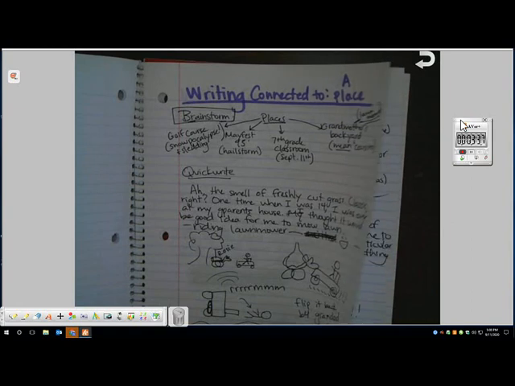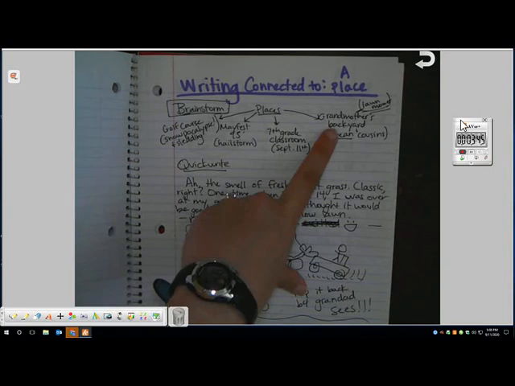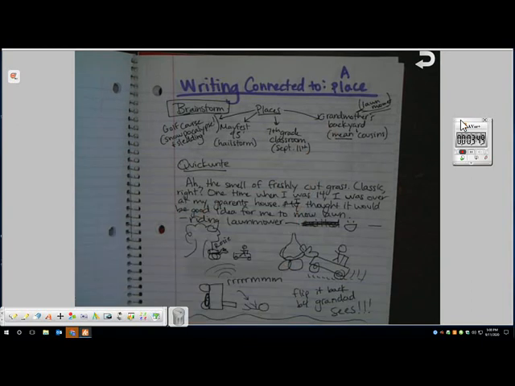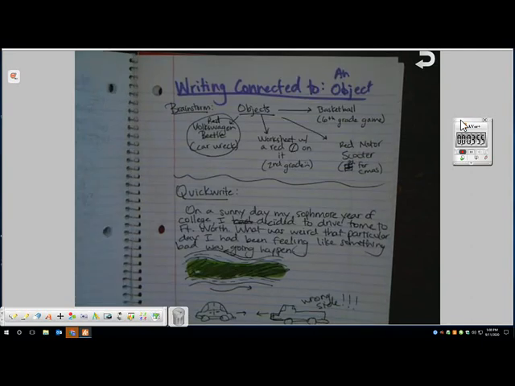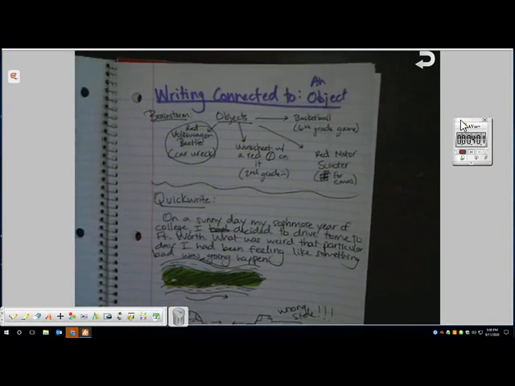Another one we're going to look at today is called writing connected to a place. A lot of times our memories are connected to places, like the kitchen table, for example. So many different things happen around the kitchen table in our lives. For me, in my example, when you guys watch this, you're going to see me talking about my grandmother's backyard. And this one time, I had an incident with a lawnmower there. It wasn't good.